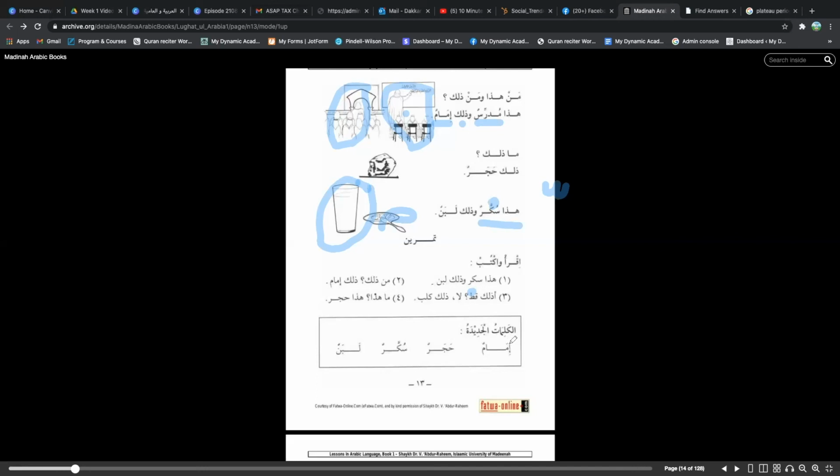الكلمات الجديدة, the new words. So these are the words that you need to remember and make sure you know for the next lesson, because these words are going to come up again. If you're having problems with the lesson, make sure you master each lesson before you move on to the next one, because these same words and phrases and rules, قواعد النحو, rules of grammar, are going to come up in later lessons, and they're going to build upon what you've already learned. So remember, imamun, imam. Hajrun means a rock. Sukkarun, sugar. Labanun means milk. Okay. So imamun, hajrun, sukkarun, labanun.